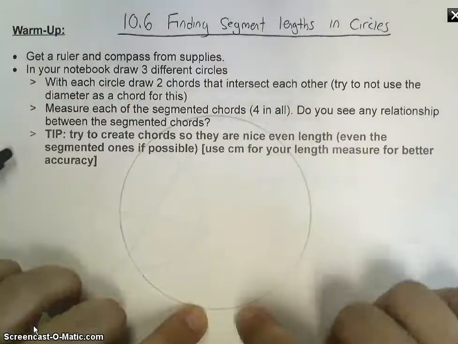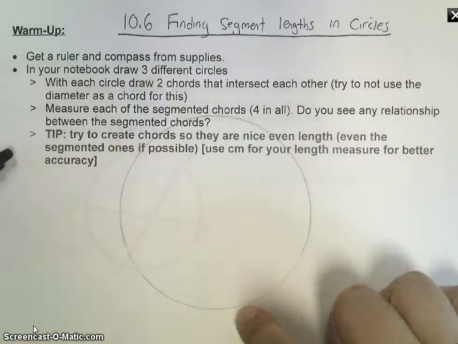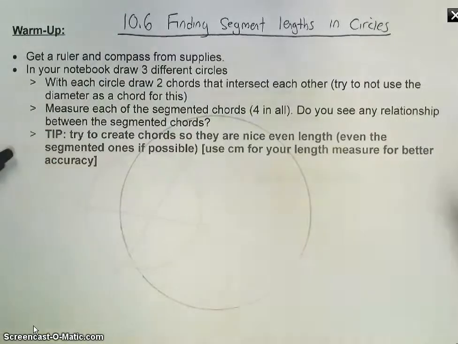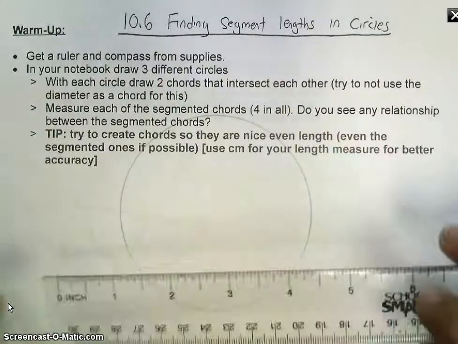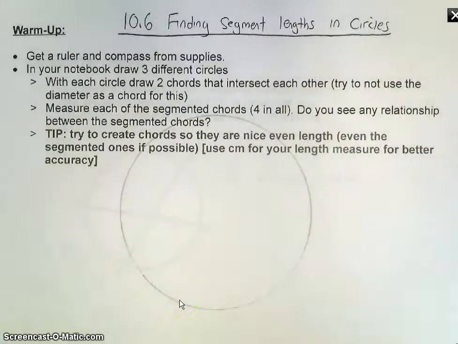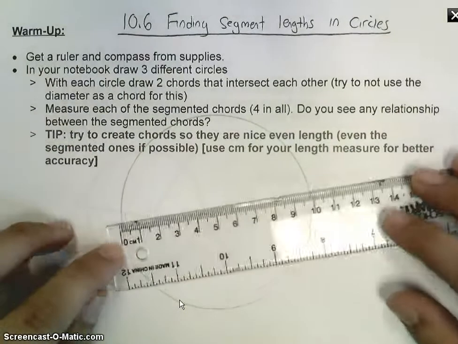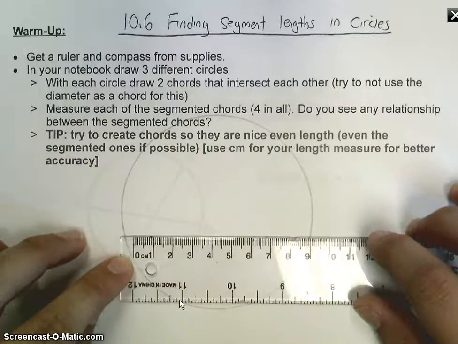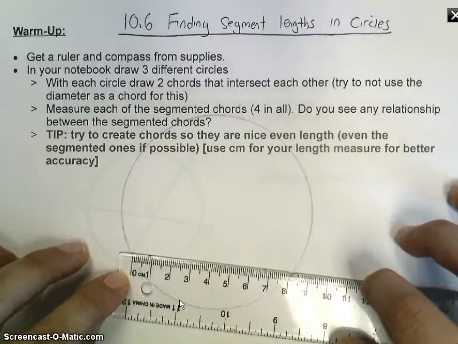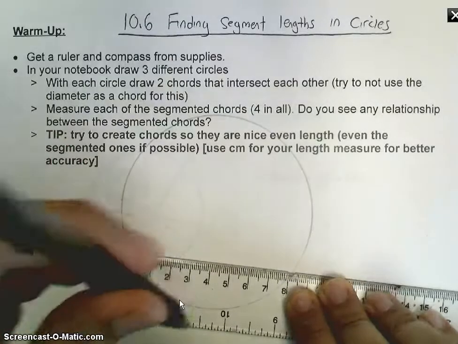What I've done here is I've drawn a circle, and it's asked you to draw 3 different circles. One of these will be fine. With each of these circles, I want to draw 2 chords that intersect each other. I don't care how you draw it as long as you don't use the diameter as one of the chords. It just ruins the wow factor, I guess we'll say, of this. So I'm going to do, let's see, I like that one right there. That works for me.